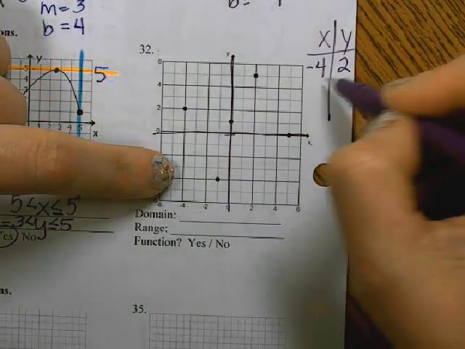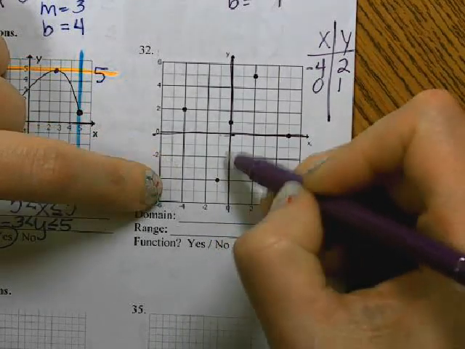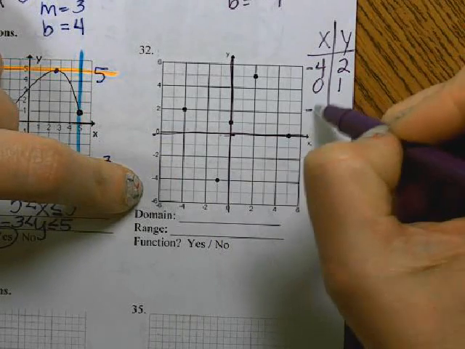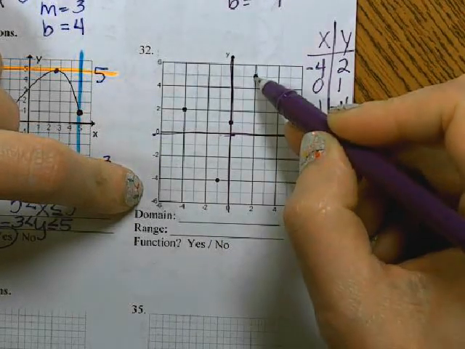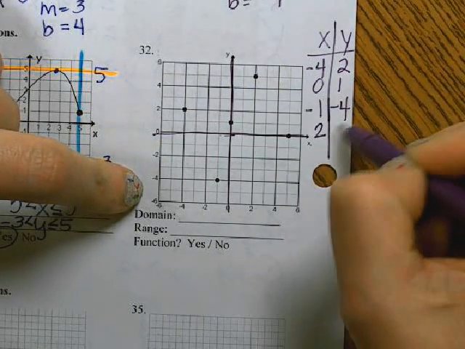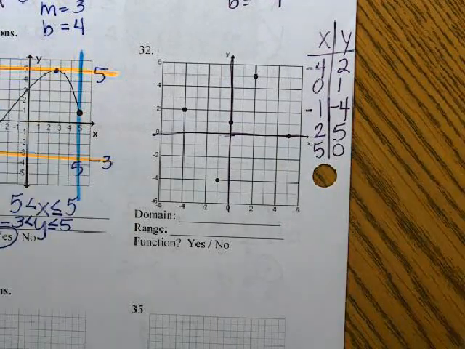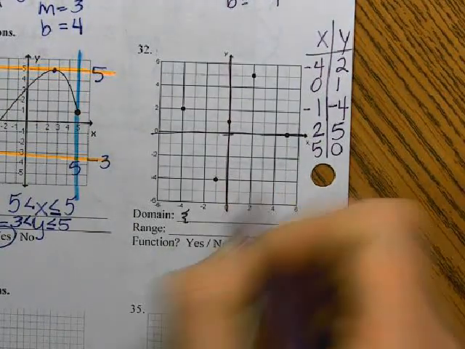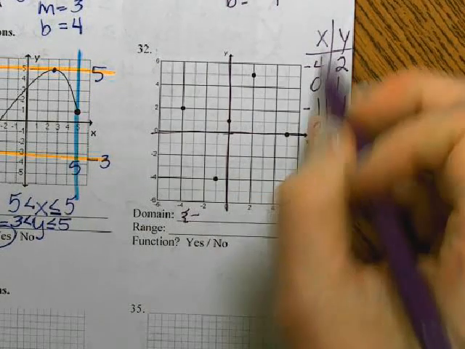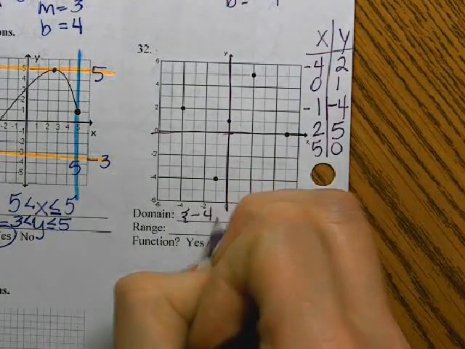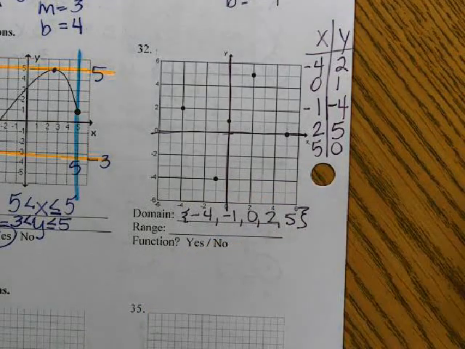Okay, so this is at 0, 1. And this one is at -1, 1, 2, 3, -4. And this one is at 2, 5. And this last one is at 5, 0. So when you list your domain, you can do little squiggly lines and just go in order from least to greatest. So that's all the x values. So -4, -1, 0, 2, and 5.